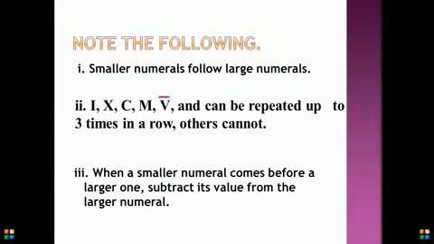And the last thing to note is the fact that when a smaller numeral comes before a larger one, all you need to do is what? Subtract the values from each other. For instance, if you have IX, I is smaller than X. That means you need to subtract 1 from 10 to get 9, meaning that IX is 9. The same goes for CM, XL, IV, and so on and so forth.